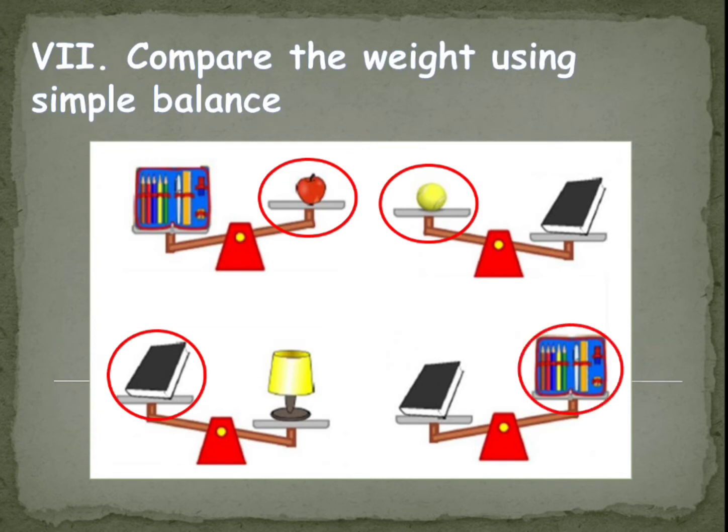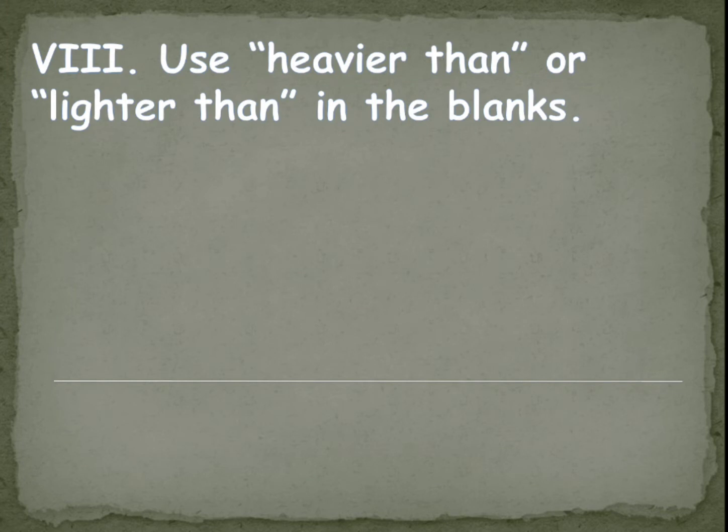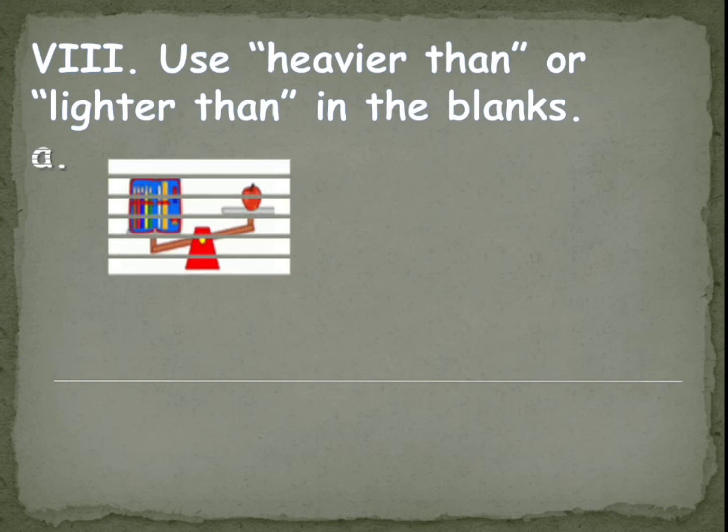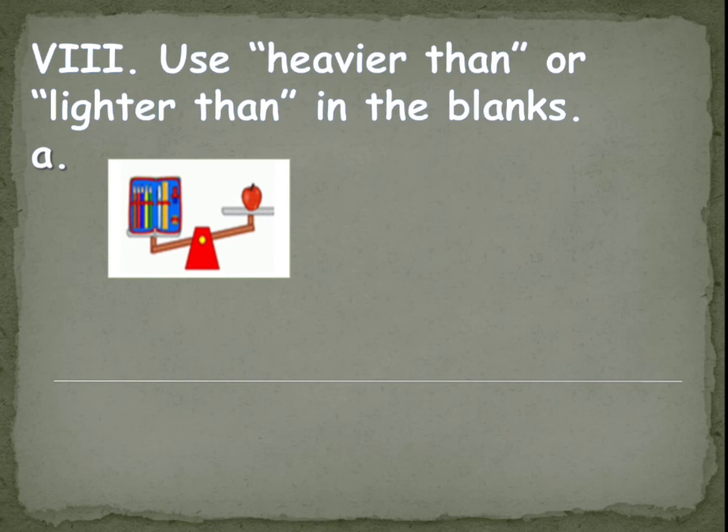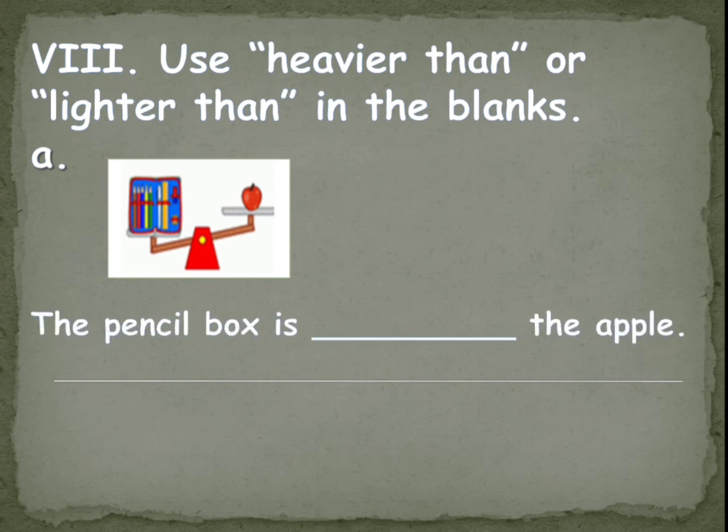Or else I might give you heavier objects, where you need to circle the objects where the pan is down. Okay. Next, use heavier than or lighter than in the blanks. So I'll be giving you a picture, and then I'll be giving you a fill in the blank like this. The pencil box is dash the apple. Heavier or lighter? Heavier means the pan will be down, isn't it? The pencil box pan is down, that means it is heavier, so you will write heavier than.